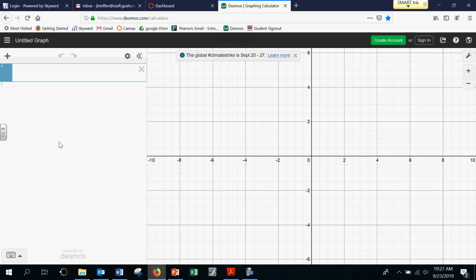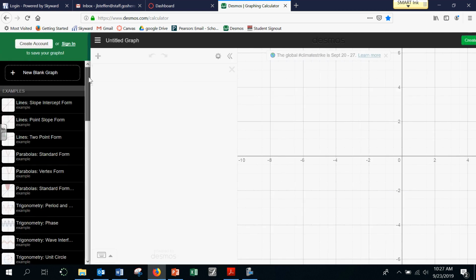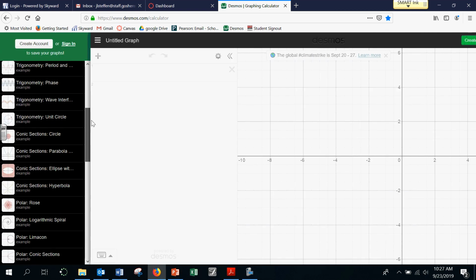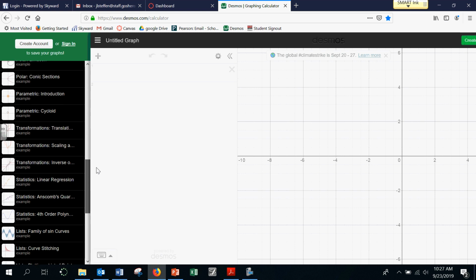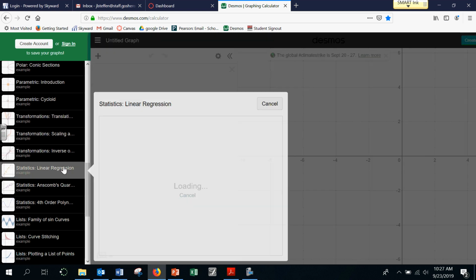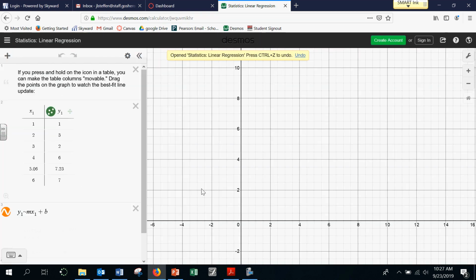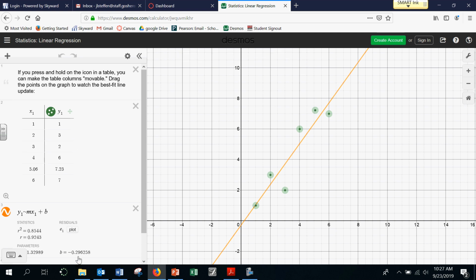The first thing we can do, this is the easiest way to do it, up at the top where it says untitled graph, if you go right beside that where there are these three lines, if you hit that, we want to scroll down to where it says statistics linear regression. So statistics linear regression is right here. Click that and then click open graph. Then it pulls up a table, and it pulls up a slope intercept form for your best fit line.